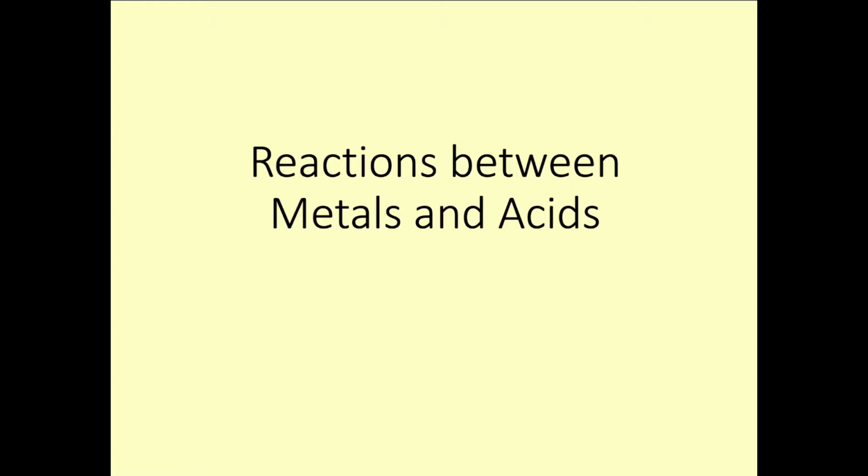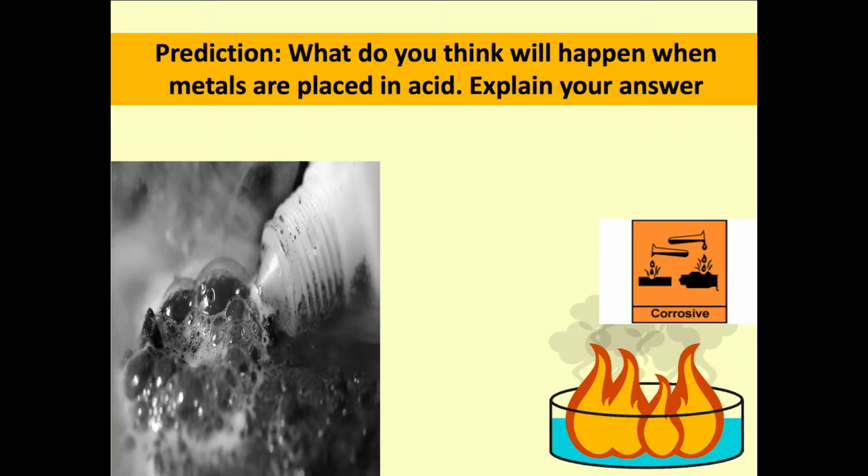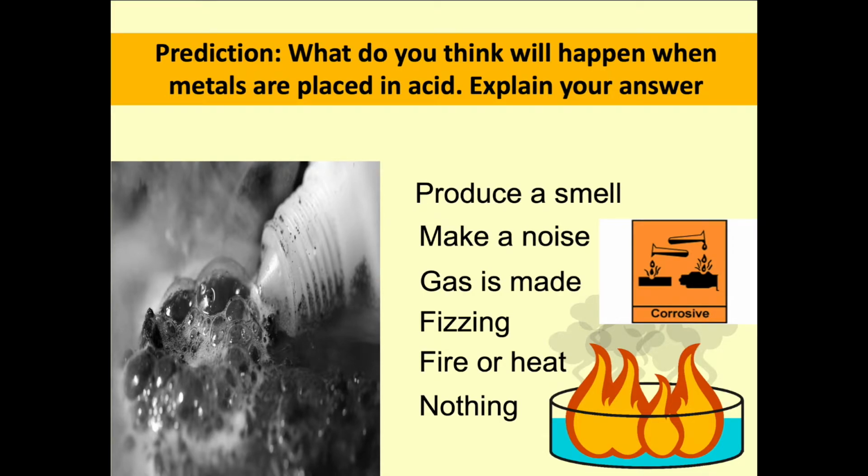Okay, so in today's lesson we're going to be looking at the reaction between metals and acids. What I'd like you to do is make a prediction about what you think will happen when metals are placed in acid and explain why you might think that. It's just a prediction, it doesn't have to be right or wrong, just thinking about what we already know about acids, what do you think is going to happen? To help you, there are some keywords that you might want to consider. Pause the video whilst you make your prediction.